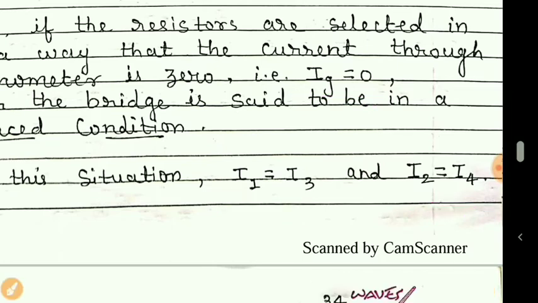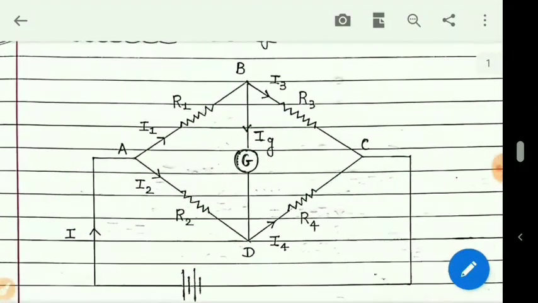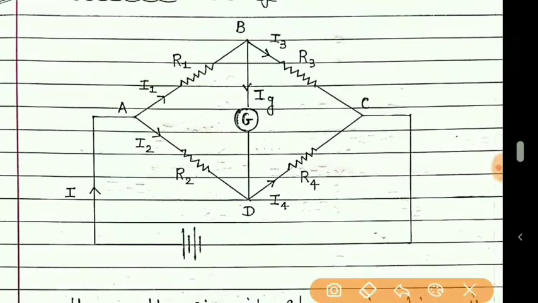Now let us start to apply Kirchhoff's second rule to the loops. We will apply Kirchhoff's second rule to this loop A, B, D, A first, and then we will apply Kirchhoff's second rule to B, C, D, B.